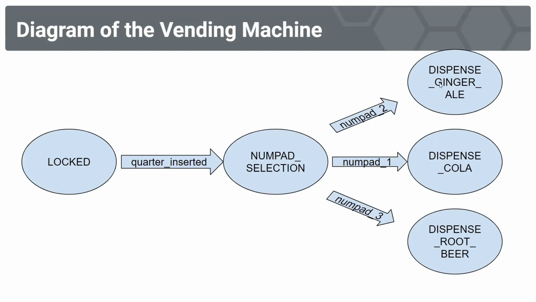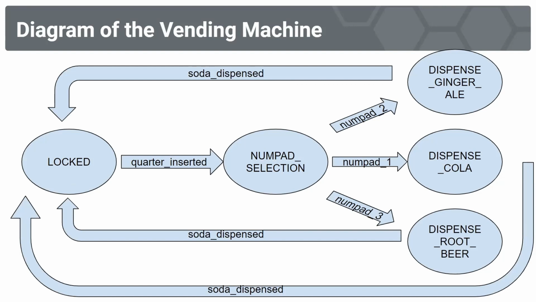Finally, after our drink is dispensed, we want to go back to the lock state. So regardless of which drink state that we end up on, we want to move back to the lock state. So we can simply put a transition saying if the soda is dispensed, move back to the lock state. So now you can see our complete FSM, and how it'll flow back to the beginning after our final state.